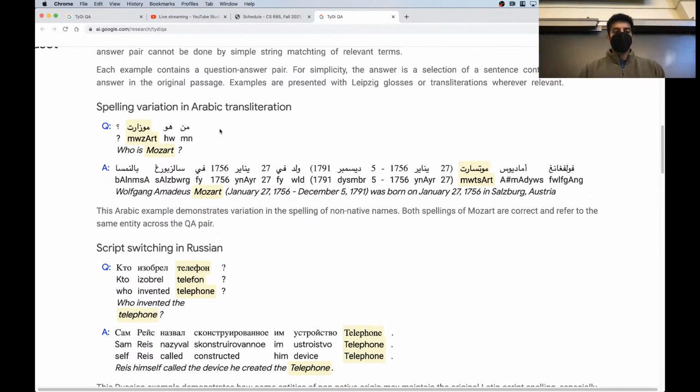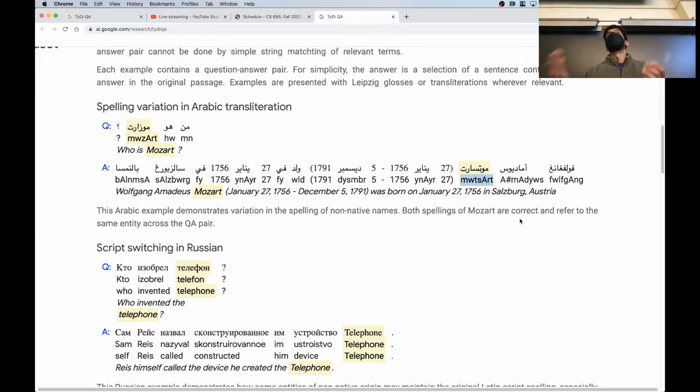So one thing with Arabic and some other languages is that the same entity could be spelled differently in different contexts. So here's one spelling of Mozart in this question context, and here's another spelling in this other context. Both spellings of Mozart are correct. They refer to the same entity, but they are both acceptable.